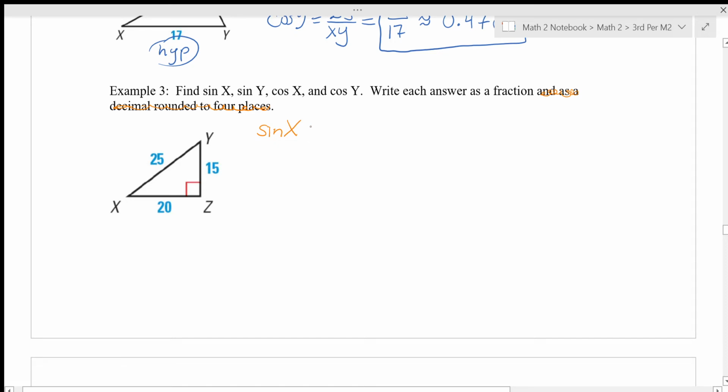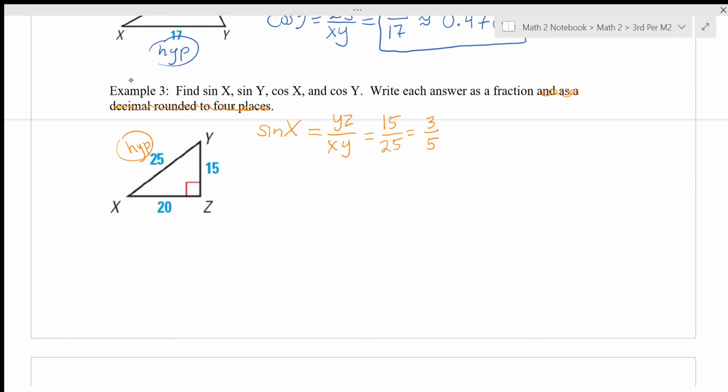Sine is opposite over hypotenuse. So we're going to take the opposite side of x, which is side YZ, over the hypotenuse, which on this triangle is XY. And YZ over XY is 15 over 25, which I can reduce to 3 over 5. So sine of x is 3 over 5.